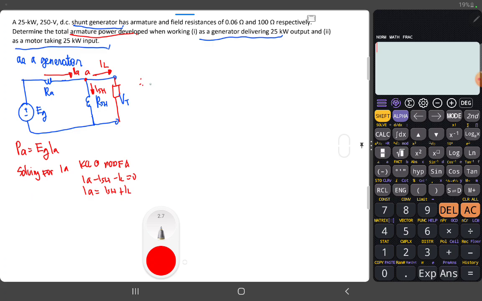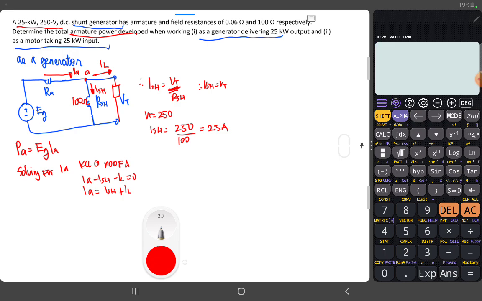But what is our ISH? Our ISH is of course equal to VT, because they are in parallel, divided by my RSH. Why? Because VSH is of course equal to our VT. Now, it is given in the problem that it is a 25 kilowatt, 250 volts, so therefore our VT is equal to 250 volts. In this case, my ISH will be equal to 250 divided by our RSH, which is 100 ohm. So therefore this is equal to 2.5 ampere.